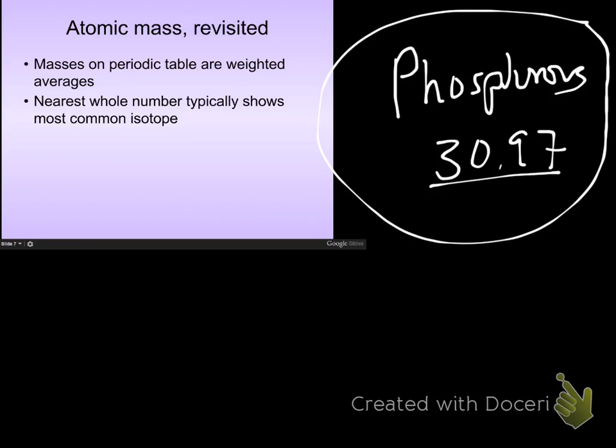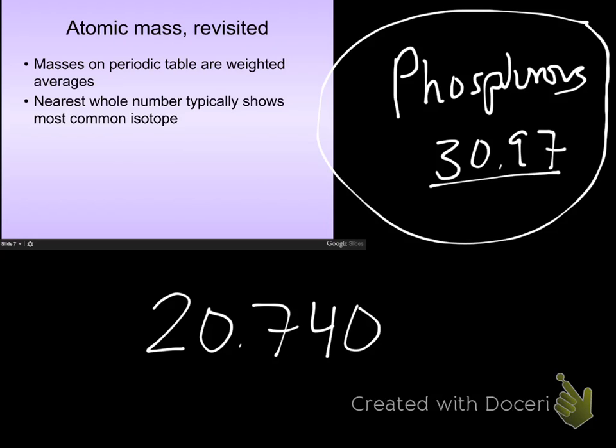Now, that's not always the case, because we could have something that has an average mass of 20.740 and doesn't have an isotope of 21. It's got an isotope of 19, 20, 22. Okay? That can happen. And I don't expect you to predict that. Know that very often or usually, rounding that average mass gets you the most common isotope, but not always. So it's not foolproof. How do you do a weighted average?